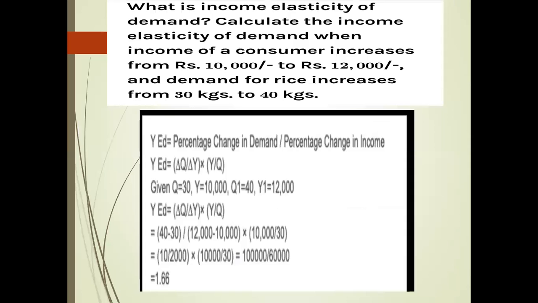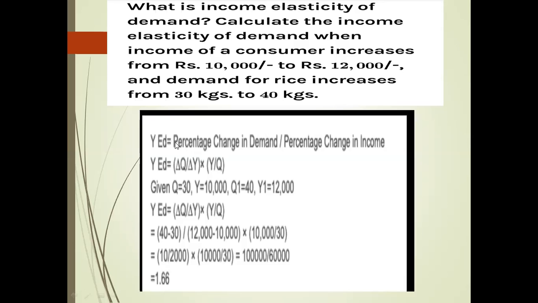Now let's move to another question. It is about income elasticity. Here he has clearly mentioned the income elasticity of demand. Calculate the income elasticity of demand when the income of a consumer increases from 10,000 to 12,000, and demand for rice increased from 30 kgs to 40 kgs. Here he has clearly given income elasticity, but maybe in some cases he can say calculate the elasticity of demand when the income has increased. In that case you yourself can understand he is talking about the income elasticity.